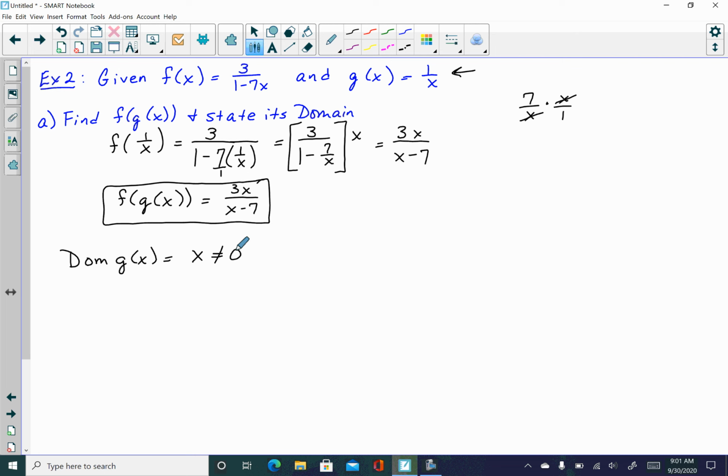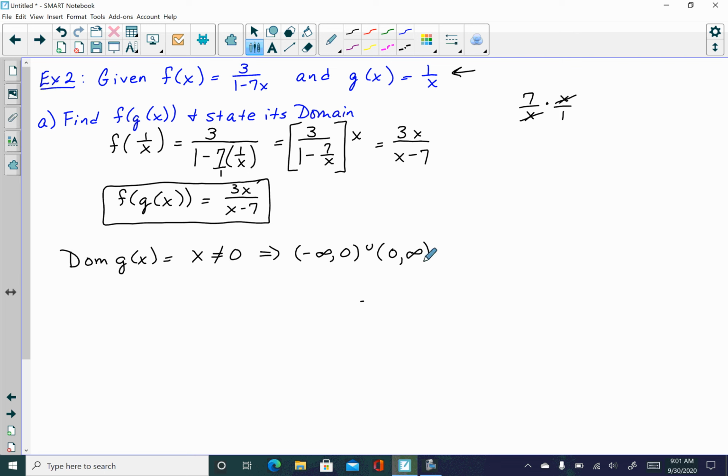And if we could, we'd solve for x, but we can't solve for x. It's already solved for us. So essentially, it's already telling us that our domain is everything but 0. So what that means is that I can write this in interval notation as negative infinity to 0 union 0 to infinity.